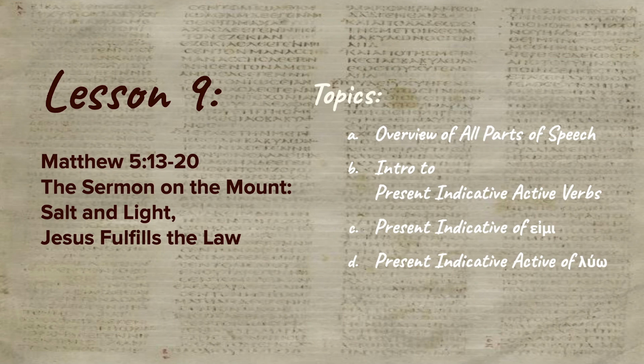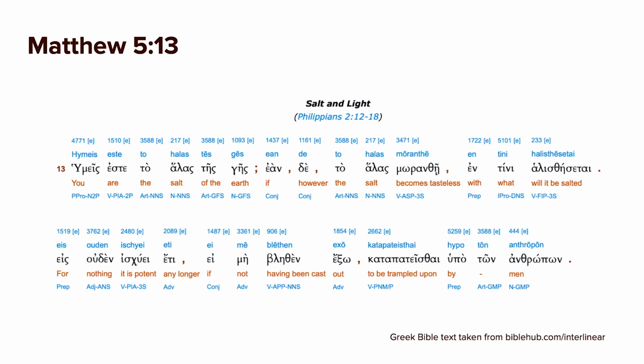Our topics today: we're going to be overviewing all parts of speech, just so you are completely familiar with all the different ways that we form words and connect them together. And then we're going to do an introduction to present indicative active verbs. We're going to talk about verbs in general, but I'm really going to focus on our present tense, indicative mood, active voice. And then we're going to talk about the present indicative of eimi and the present indicative of luo. So let's get going.